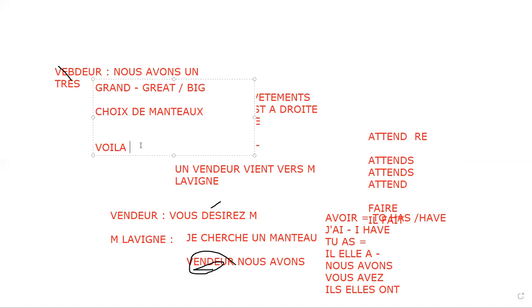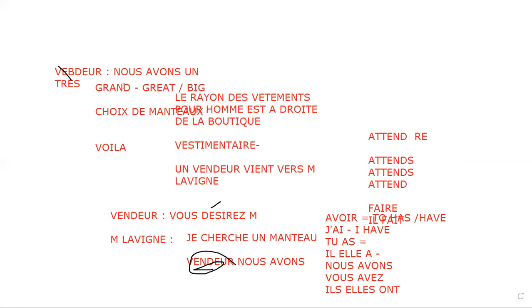So what is the pronunciation of choix? Choix. Choix. Okay. Now I'm saying, it's saying we have a big choice of coats. I can say, nous avons un très grand choix de montant. C'est clair. Voilà, monsieur. Voilà is, here it is.